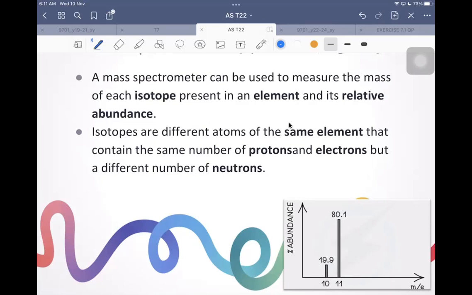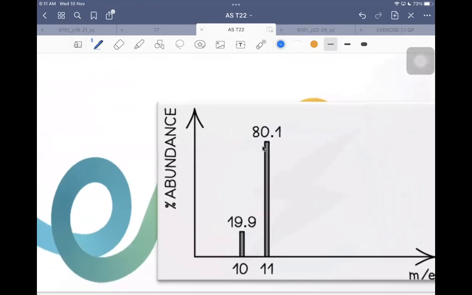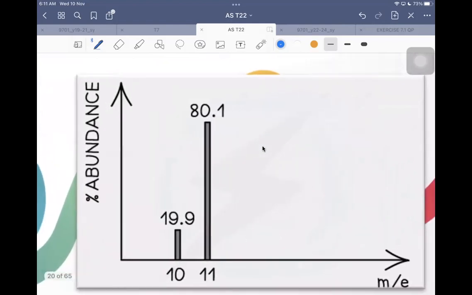So which one is the more commonly found carbon isotope? Usually one of them, or maybe they would have the same relative abundances, maybe one of them would be higher than the other. Okay, so here is the simplest representation of a mass spectrum.